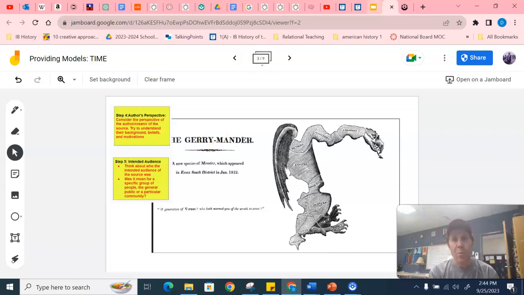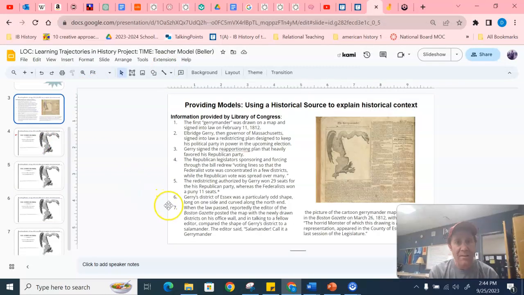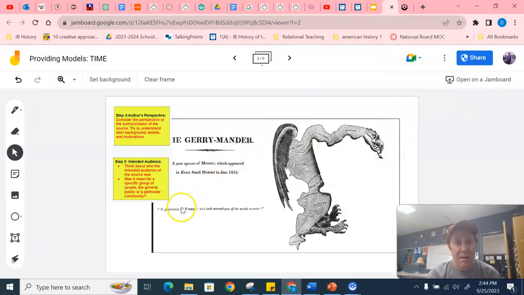So we know, for instance, going back to this, that this is the editor of a newspaper, the Boston Gazette. And he looked at it and he said that it looks like a salamander, and somebody said call it a gerrymander, and then he drew that district in the shape of this salamander, of this monster, and then came up with the caption, "A new species of monster which appeared in the Essex South District, January of 1812." And then it said down here, "O generation of vipers, who hath warned you of the wrath to come?" And so let's look at some of these questions here.